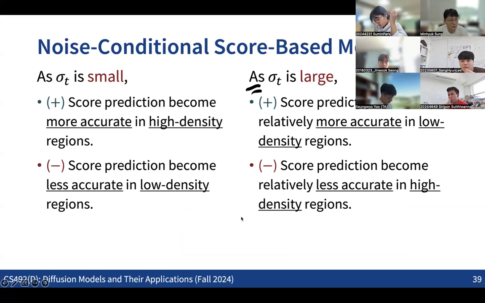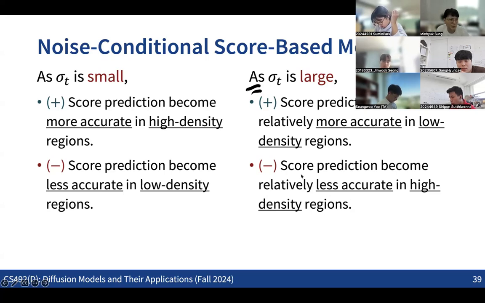So as you can see, there are pros and cons. As we have a small variance in the perturbation, the score prediction will become more accurate in the high density regions, but less accurate in the low density regions. Compared to this, as we increase the variance in the perturbation, the prediction of the score will get more accurate in the low density regions, but less accurate in the high density regions. So we have these pros and cons.